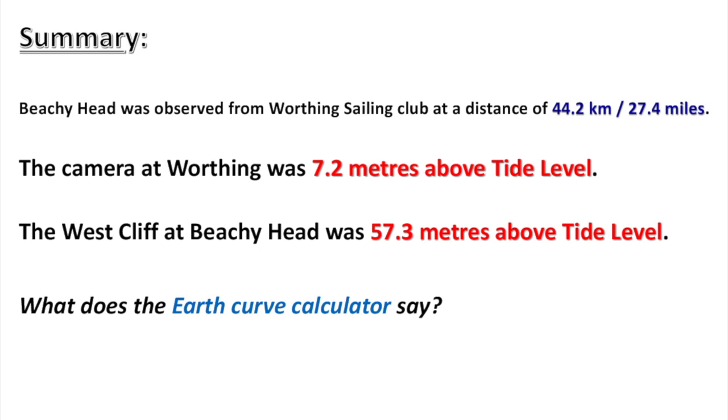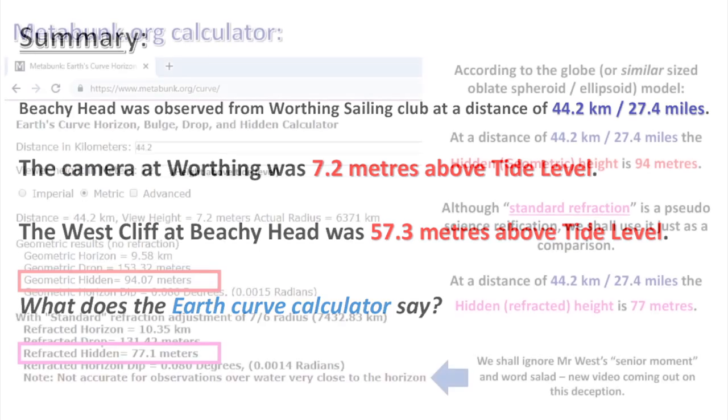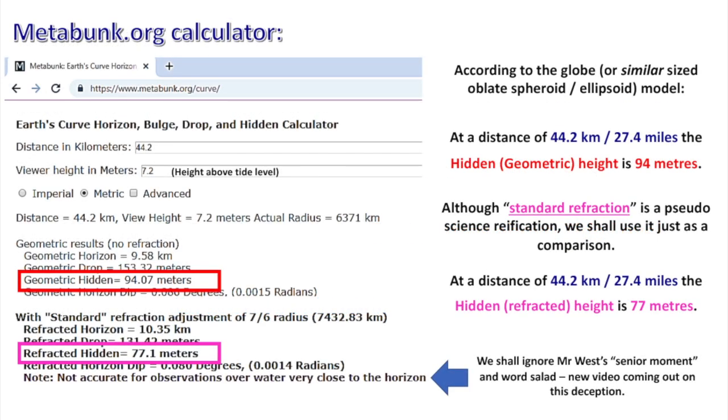Summary. Beachy Head was observed from Worthing Sailing Club at a distance of 44.2 kilometers or 27.4 miles. The camera at Worthing was 7.2 meters above tide level. The West Cliff at Beachy Head was 57.3 meters above tide level. What does the Earth Curve calculator say? Metabunk.org calculator. According to the globe or similar-sized oblate spheroid/ellipsoid model, at a distance of 44.2 kilometers or 27.4 miles, the hidden geometric height is 94 meters.